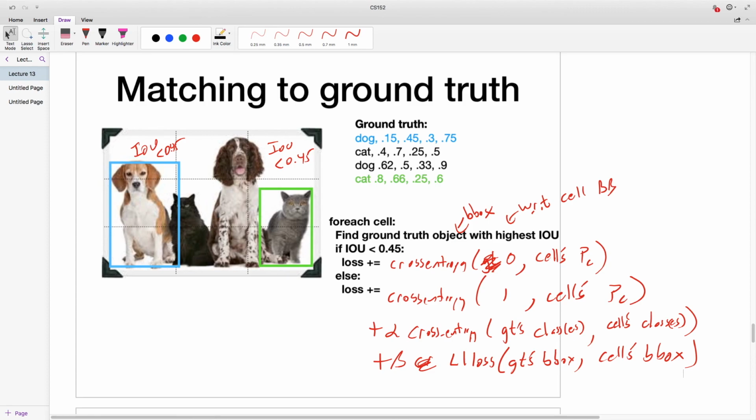Monday, we'll finish this up. And just as a preview, we're going to have multiple bounding boxes coming out for a particular object, right? Not just one. So we're going to have to fix that.